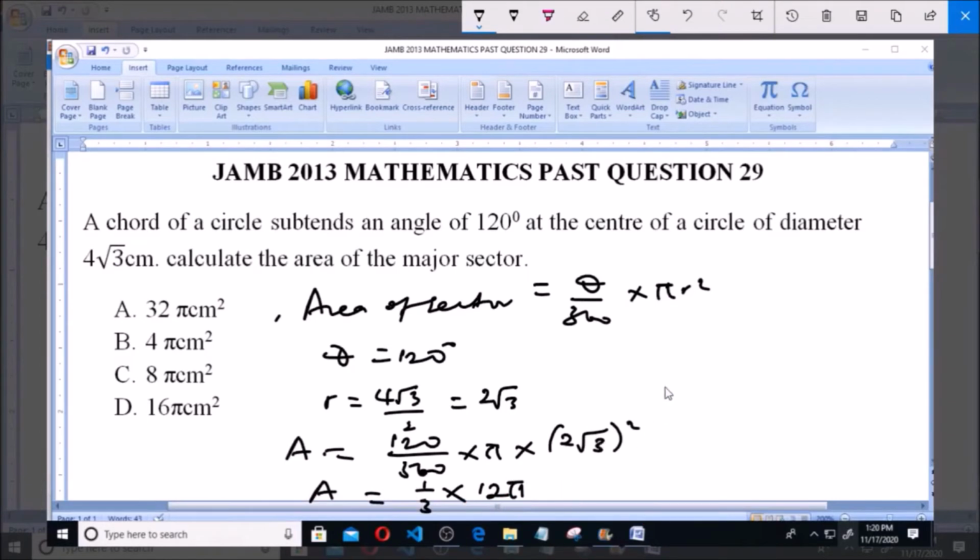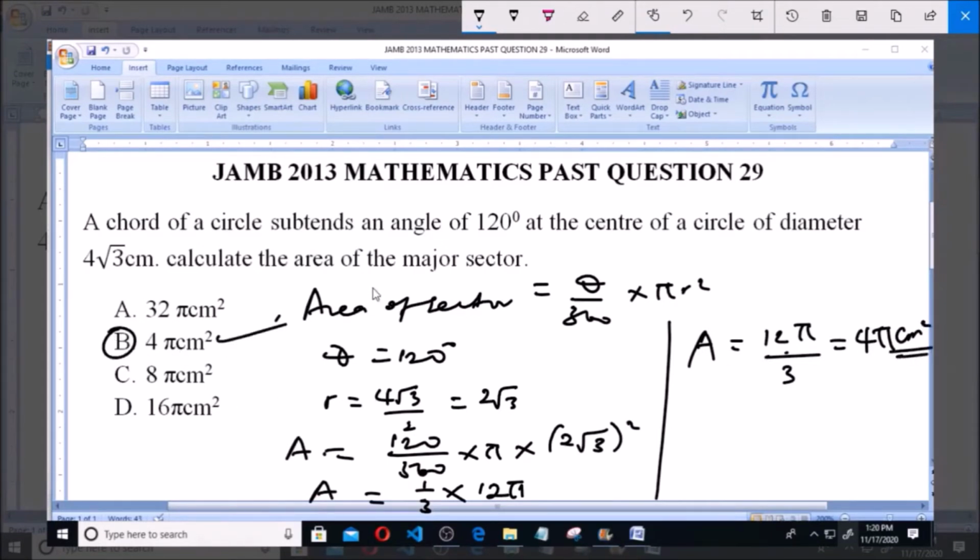So the area of the sector is equal to 12 pi all over 3, and that is equal to 4 pi centimeter square, which is option B. So that's the answer to the question.